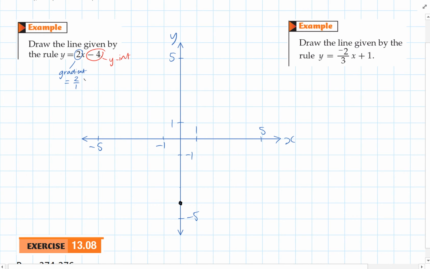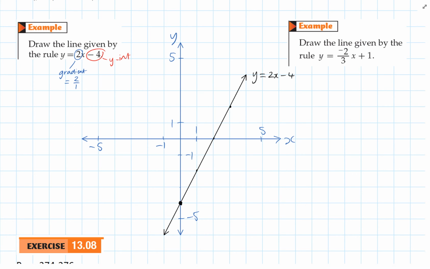And then my gradient, which is rise 2, run 1. So up 2, across 1, up 2, across 1, up 2, across 1. And when I've got enough points to make a line, I get out my ruler and draw in a nice straight line. And it's also a good habit to get into to label the graph that you write. So that's y equals 2x minus 4.